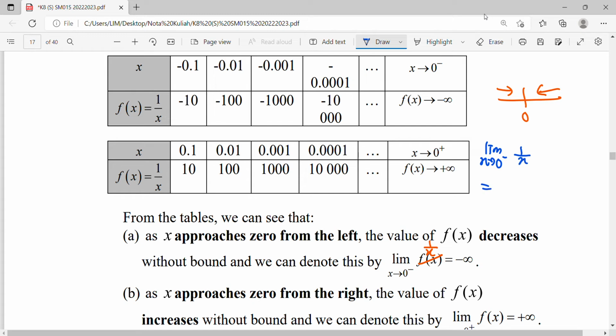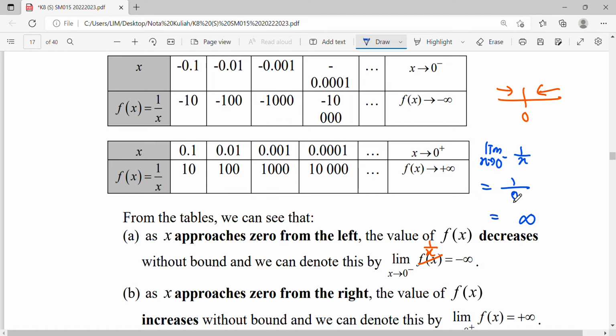You substitute 1 over 0, and the answer is infinity. How do we figure out whether the value is going to negative infinity or positive infinity? You have to know whether x is approaching 0 from the left hand side or the right hand side, because 0 is in the center. Less than 0, all values are negative. More than 0, all values are positive, right? Besar daripada kosong, semua bersifat positif. Kurang daripada kosong, semua bersifat negatif.